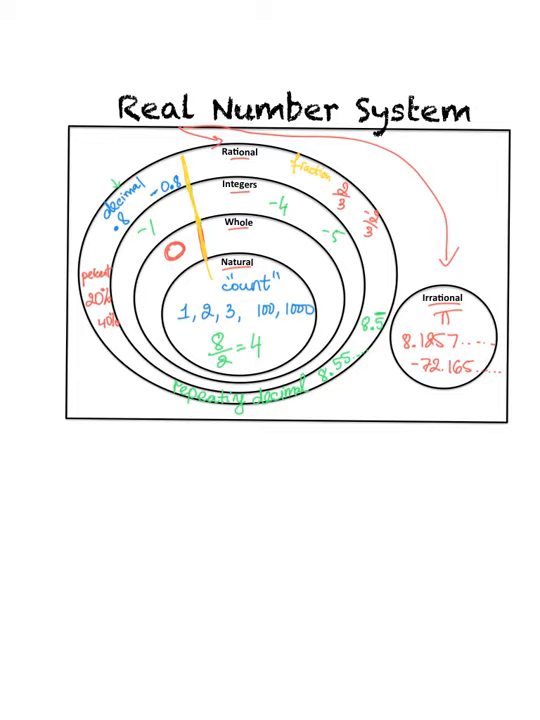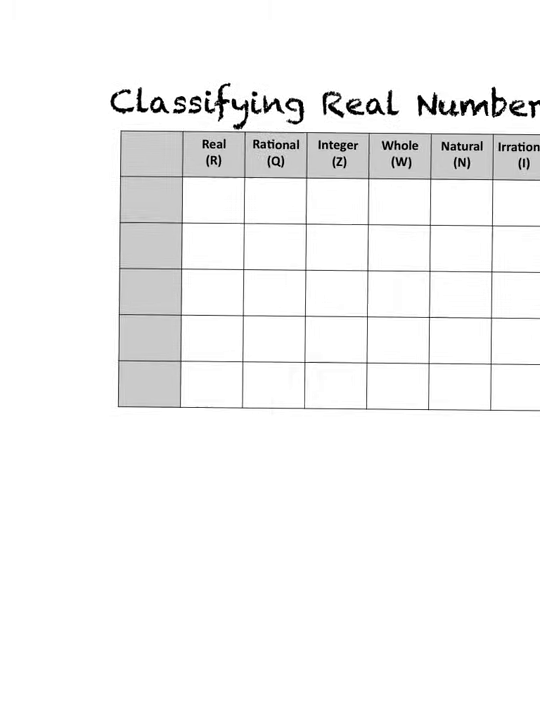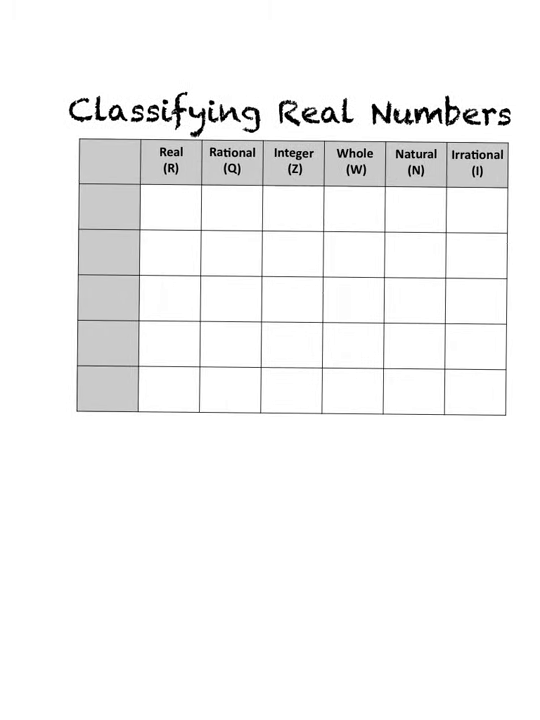Next, we're going to classify some numbers. I'm going to have a list of different numbers, and you're going to classify to see what they are. Let's say 1/5. Let's see. Okay, first we have number 4.